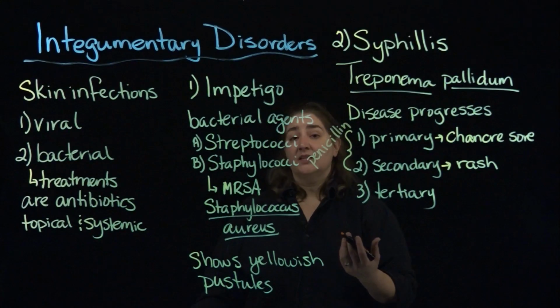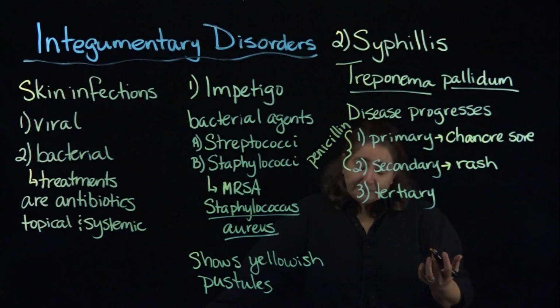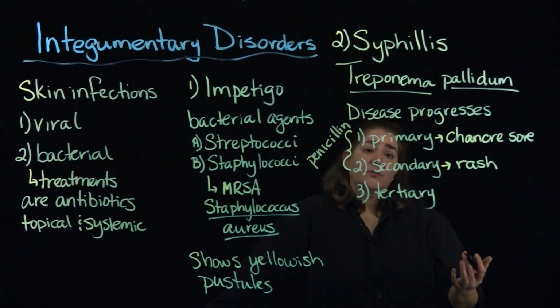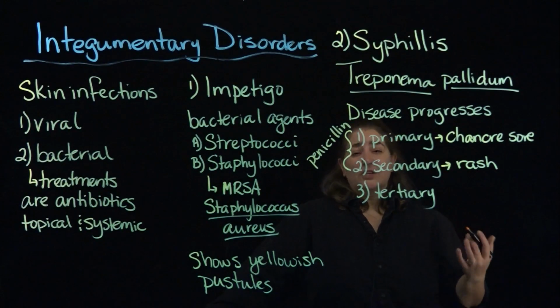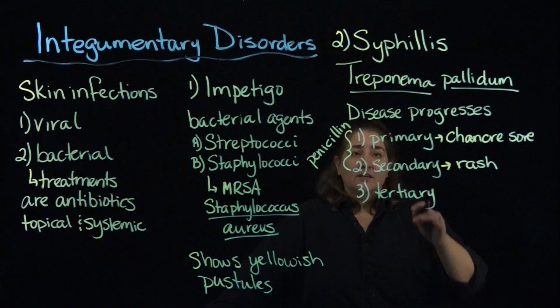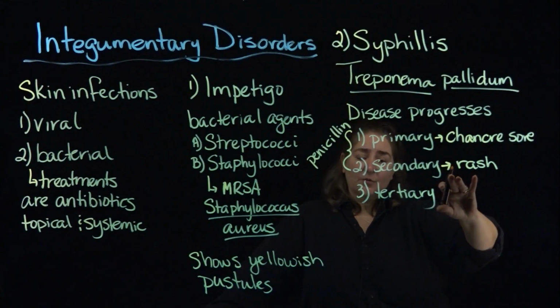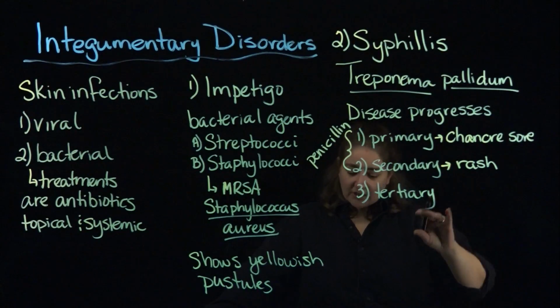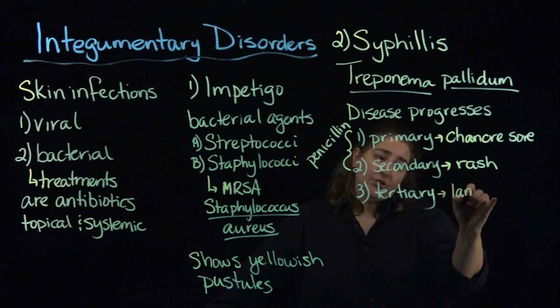Penicillin tends to be the antibiotic of choice for this particular infection. Now, if the individual is allergic to penicillin, there can be other antibiotics that are given. They don't tend to be quite as effective as penicillin, all right? So we've got a progression here, primary with the canker sore, secondary with the rash. Tertiary now, this is the latent portion.